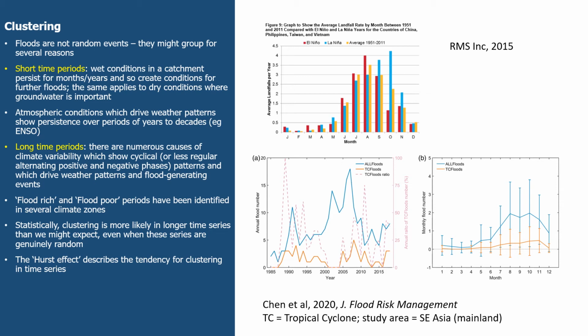Even in a stationary series, though, we do find evidence of clustering. Floods tend to cluster, droughts tend to cluster, and it's been observed for many years that floods, even in quite long data series, are not random events. They do tend to be in groups. They tend to group over short time periods because floods depend on wet conditions, and wet conditions do persist for months or years.